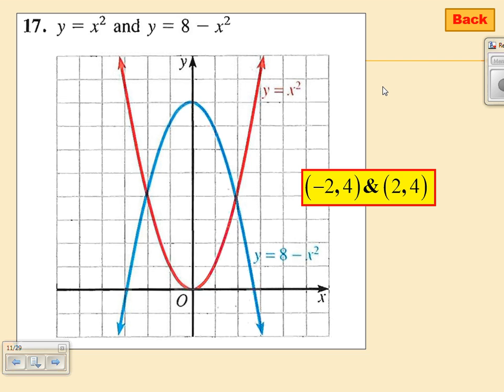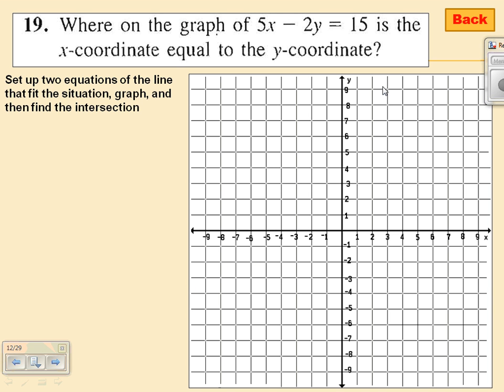Now, starting with number 19, this is where it gets very, very tricky. Number 19 says, where on the graph of 5x minus 2y equals 15 is the x-coordinate equal to the y-coordinate? So what I'm going to do here is actually set up two equations from the information in number 19. I'm going to first write out 5x minus 2y equals 15 and graph that.